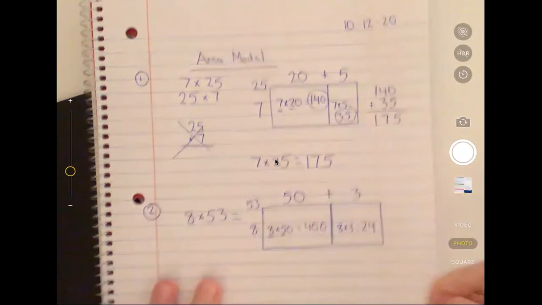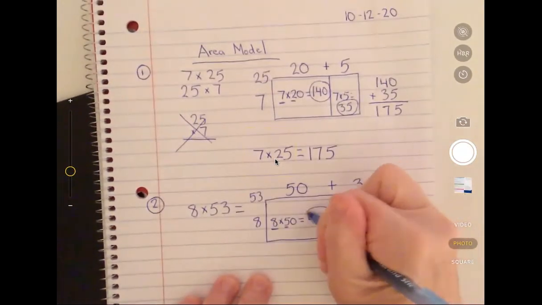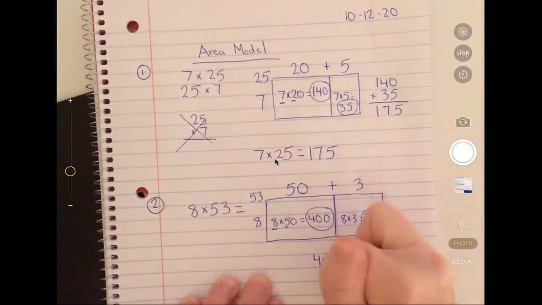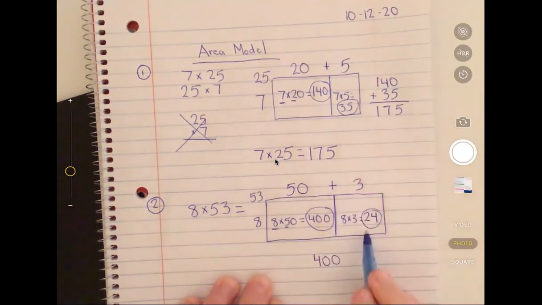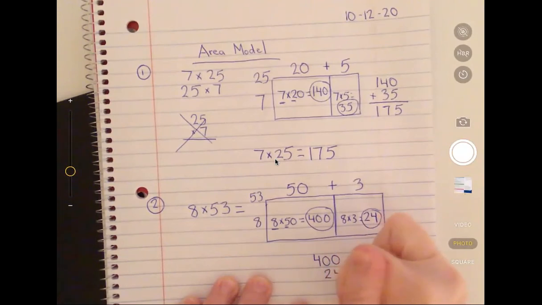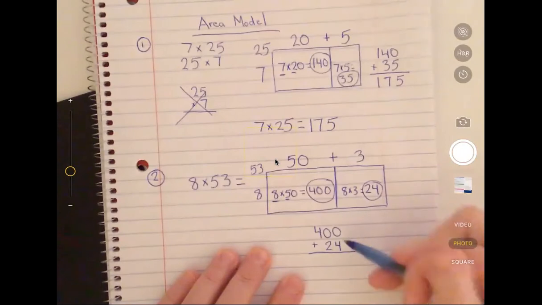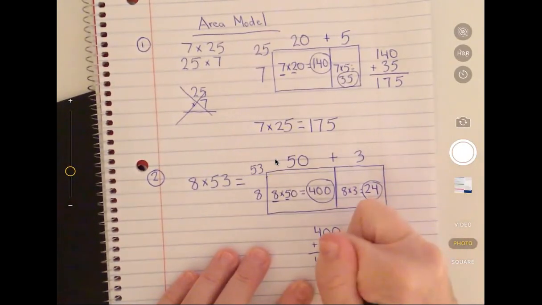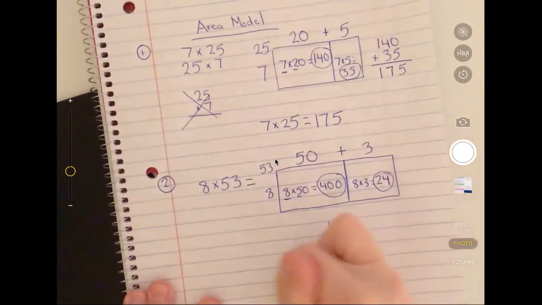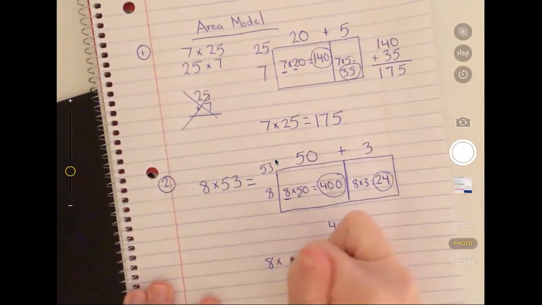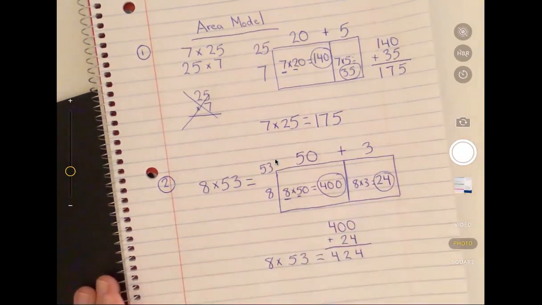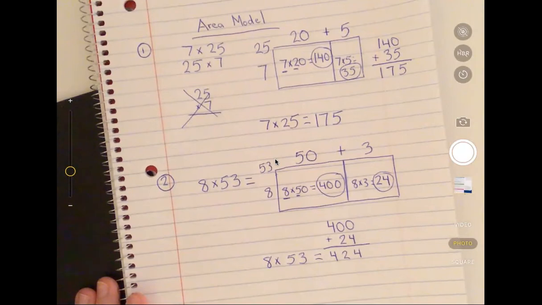Okay, I'm ready to add my two parts together. These were the products, right? I'll start with the larger number, 400 plus 24. Let's add those up. 0 plus 4, 0 plus 2, and 4. So 8 times 53 equals 424. It makes so much sense.